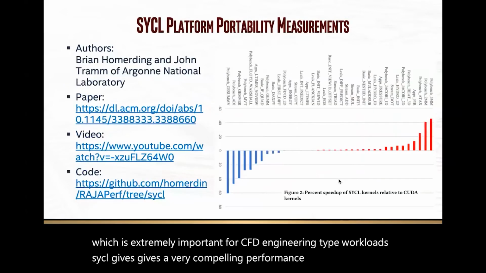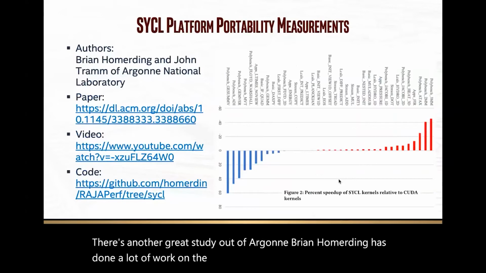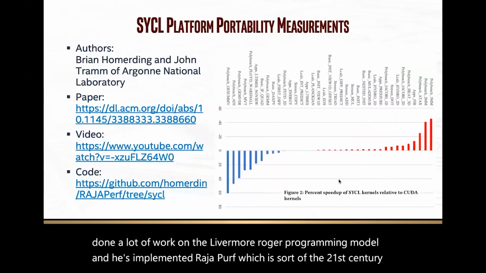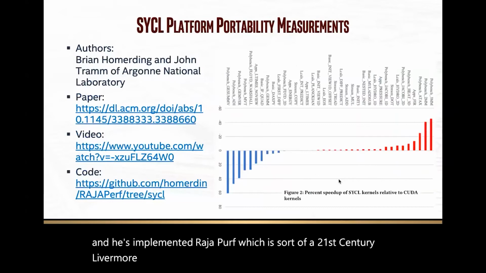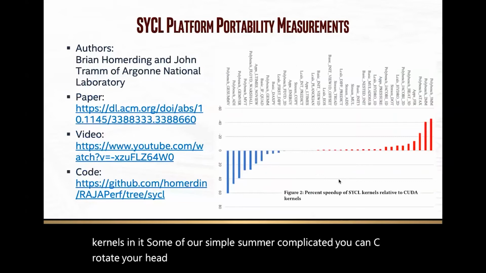There's another great study out of Argonne. Brian Homerding has done a lot of work on the Lawrence Livermore RAJA programming model, and he's implemented RAJAPerf, which is sort of a 21st century Livermore loops type test bed with a lot of different physics kernels in it. Some of them are simple, some are complicated. You can rotate your head 90 degrees and see what the kernels look like. All the details are of course online in the link shown.